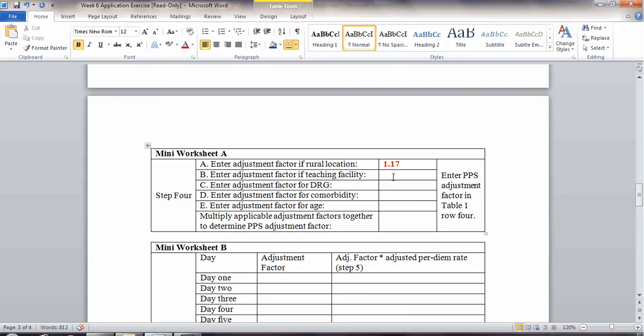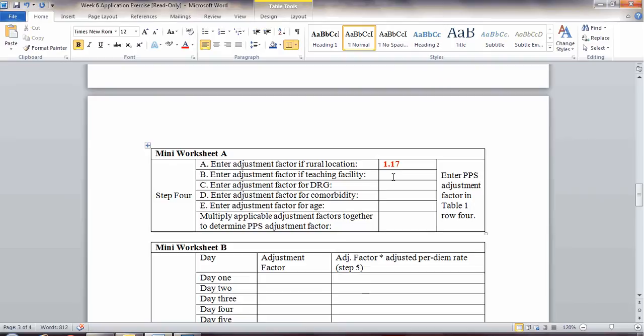So for completing Part B, again, we are asked whether or not this is a teaching facility. Well, up in our facility information, it was not indicated, so we're not going to assume this particular cell. You could either indicate 0 or not applicable, because again, in our information we weren't told that this was a teaching facility. It didn't meet that criteria. In Part C, we are going to enter the adjustment factor for the DRG.